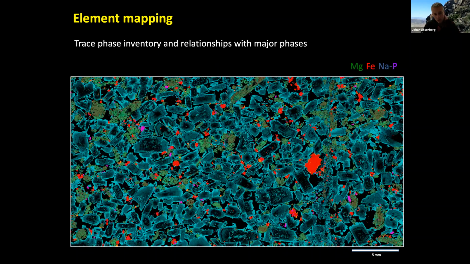The element maps are also really useful to look at the inventory of trace phases and their relationships with major phases. In this case, we're interested in the sulfides and their relationships with the silicates. The color scale, again, is the same. We've got amphibole here in green with a bit of red, and we've got blue for the plagioclase. And we're interested in the sulfides in this sample. Well, where are the sulfides, you might ask? There's no sulfur on this map. Well, that's because they're very small. They're only micron to tenths of micron sized.